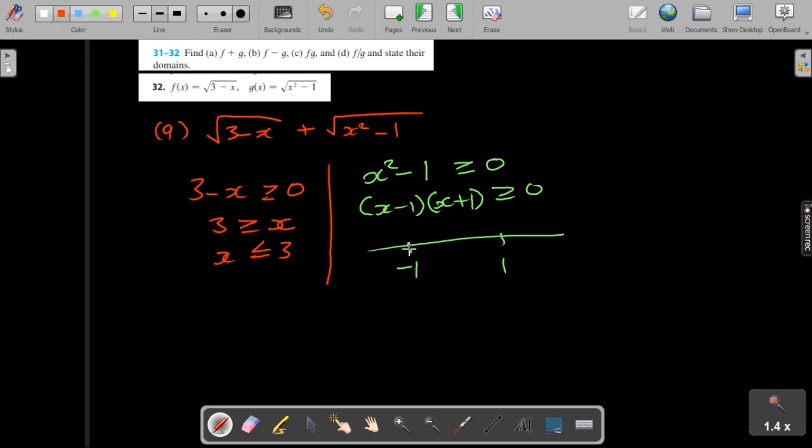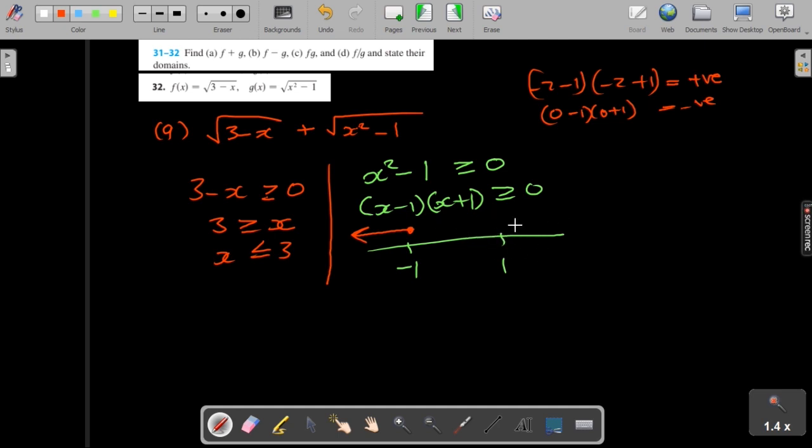So you're going to pick a number which is to the left of minus 1. Let's say minus 2. So minus 2 minus 1 is minus 3, multiplied by minus 2 plus 1, which is negative. That gives us a positive result. So on this side we have a solution. Then we're going to look at a value in between, let's say 0. If you substitute 0 in there, the sign is negative, so in that portion you don't have a solution.